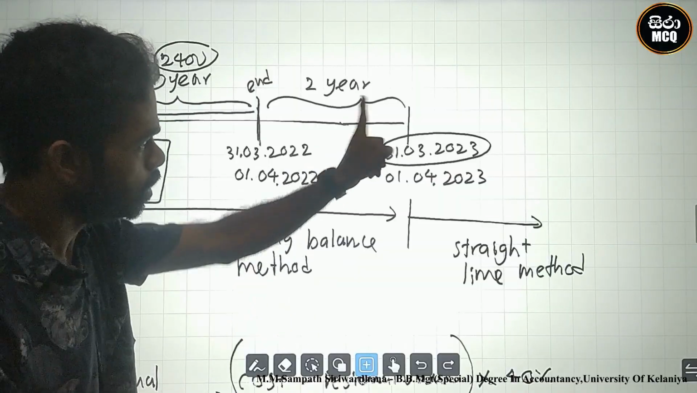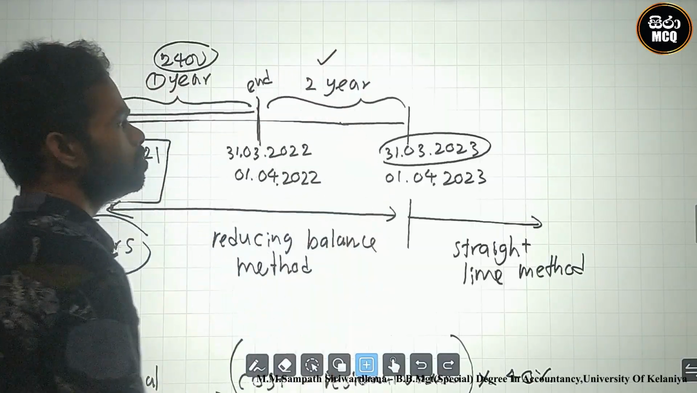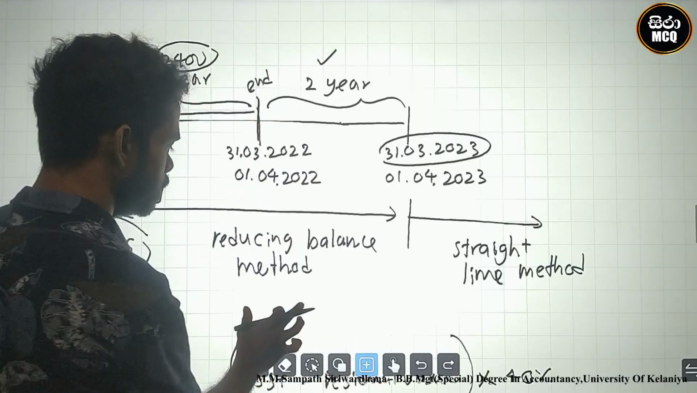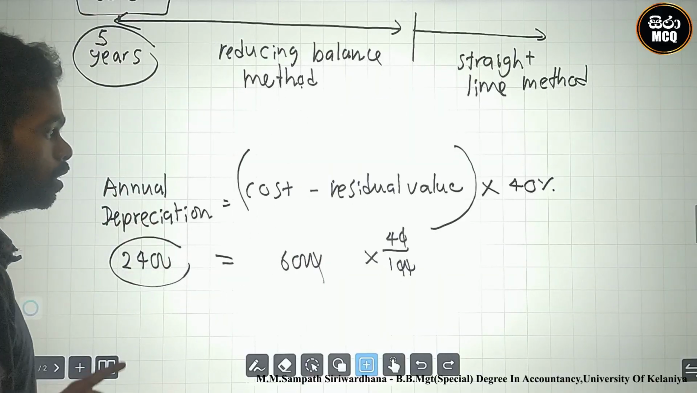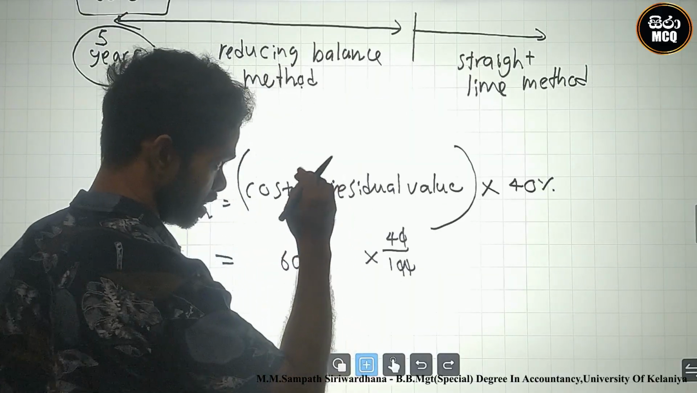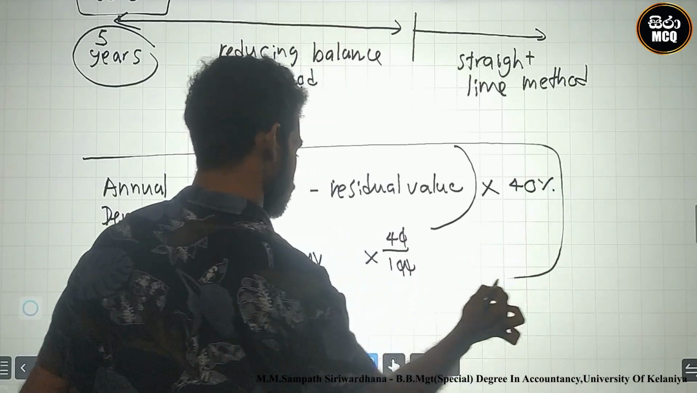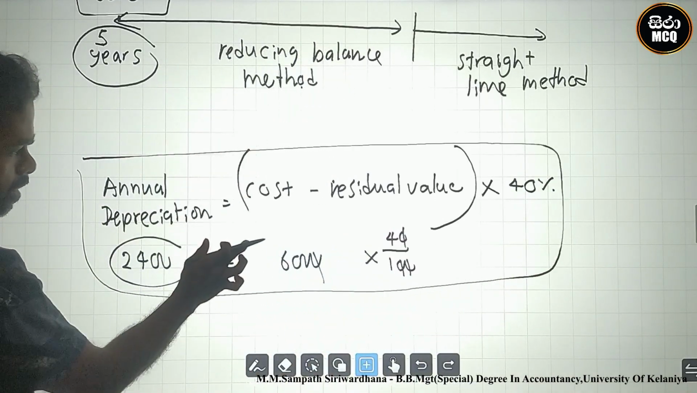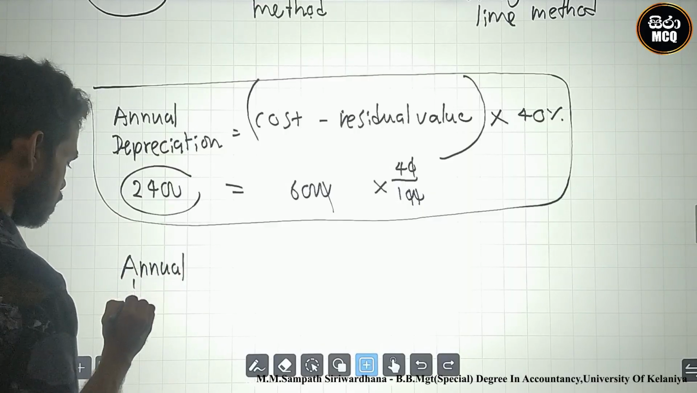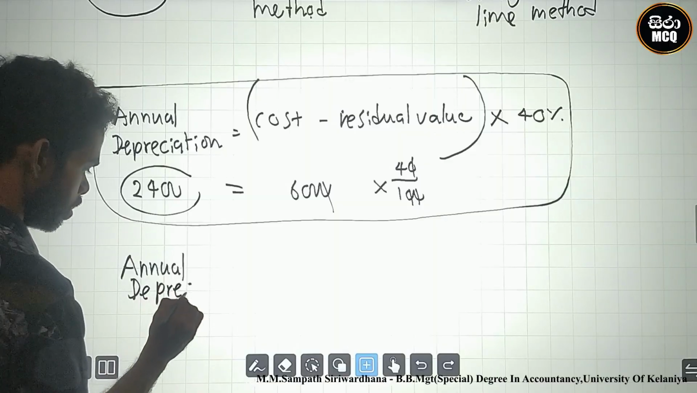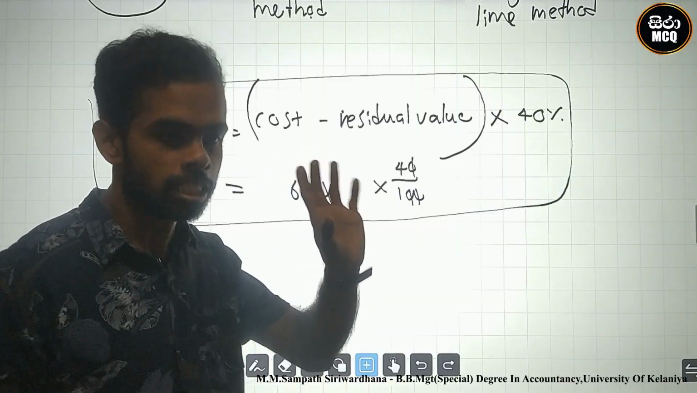We find the accumulated one. Accumulated means the sum of the depreciation. Therefore, we find this one, the second year depreciation. How can we calculate? This is the annual depreciation. This equation is the actual one for the reducing balance method. The annual depreciation is the actual one. The first year is the same as the straight line method.